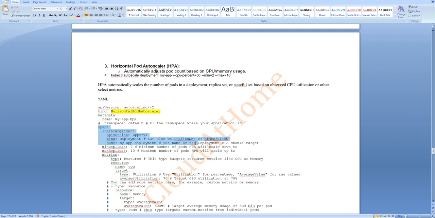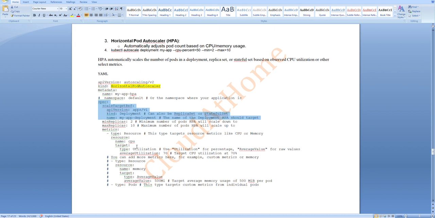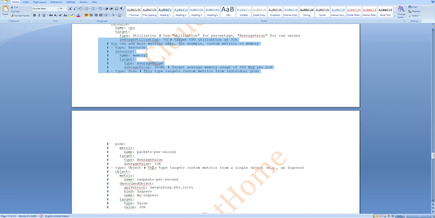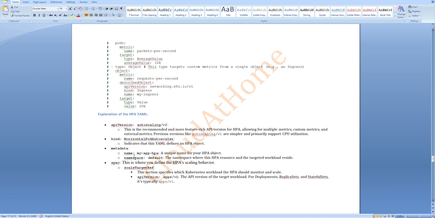Okay, so this is spec. So this is spec, and then you have to define minimum replicas, minimum number of pods that HPA will scale down to. At minimum you need at least 2 pods, and maximum 10 pods, basically the maximum number of pods HPA will scale up to, right? And this is your metric, and resource and limit you can set. Okay, so this is one thing.